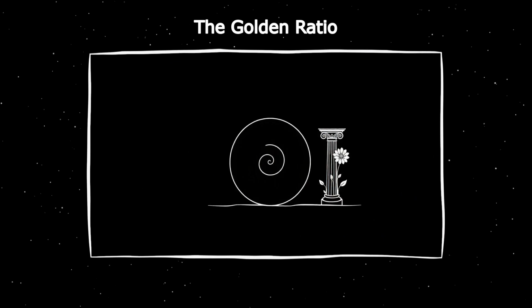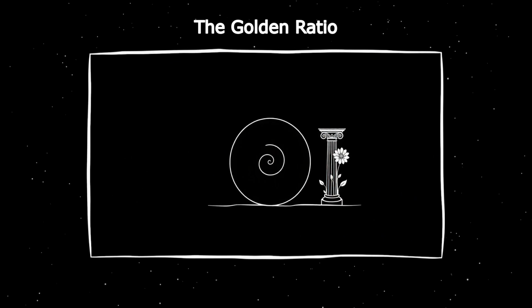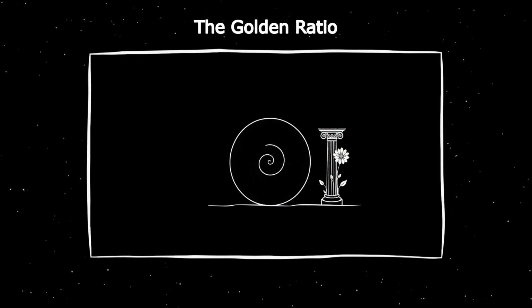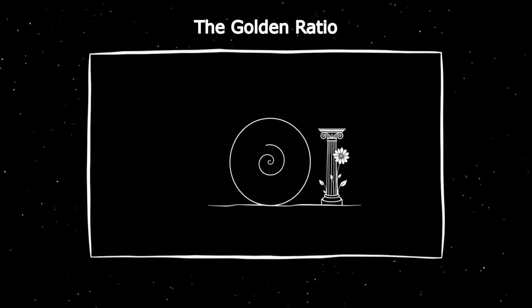In the world of music, the golden ratio also makes an appearance. Composers have long recognized that structures that reflect balance and proportion often lead to harmonious melodies.